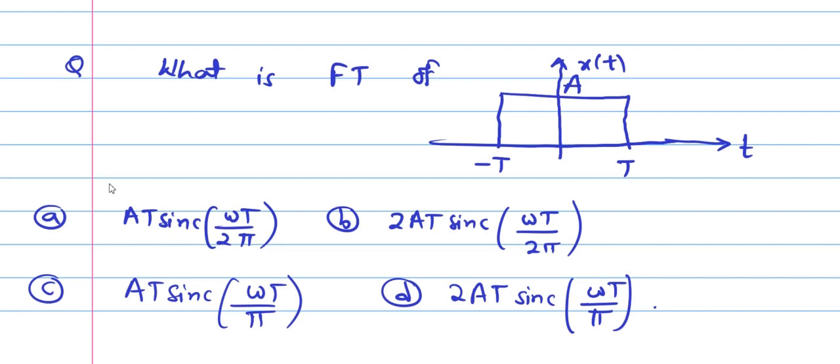What is the Fourier transform of this signal? A, B, C, D are the options. So this is what happens: if you remember the formula, you should also know what the things present in the formula are. Now I am getting different options, A, D, C, three different answers.